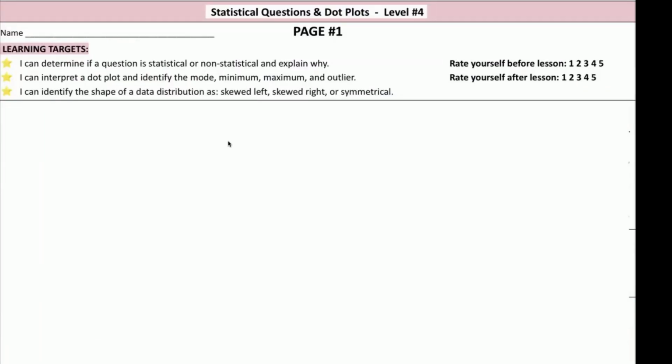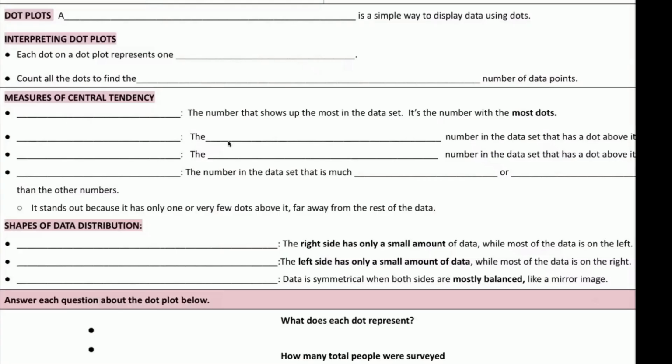Before we move on to our dot plot notes, I want to go back to our learning target. Our first one was determining if a question is statistical or non-statistical, and we just practiced that. Now we're going to move on to our last two learning targets, interpreting a dot plot and identifying the mode, minimum, maximum, and outlier, and then identifying the shape of a data distribution as skewed left, skewed right, or symmetrical. So let's get started with our notes on dot plots.